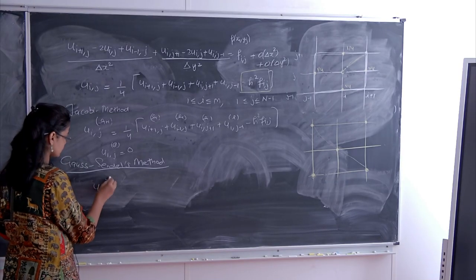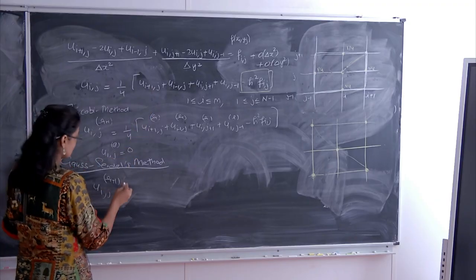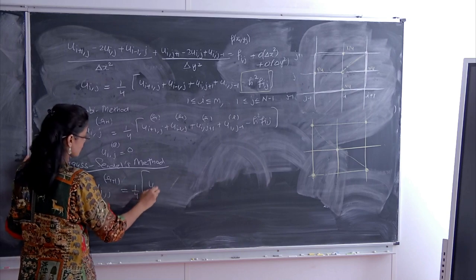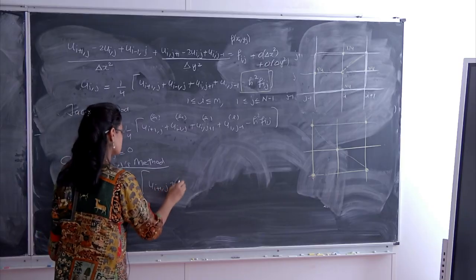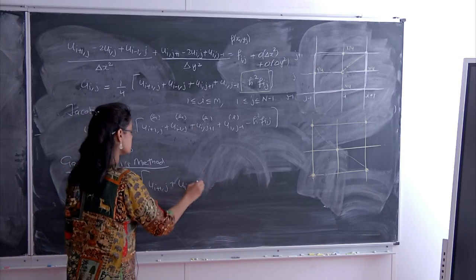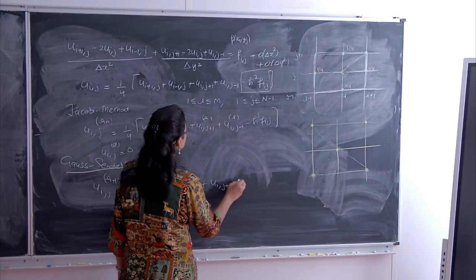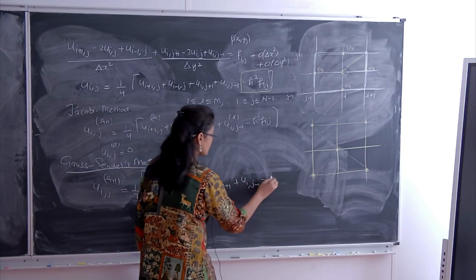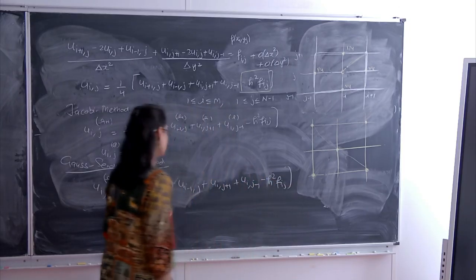u_ij^(r+1), I am going to write down the same thing, and let me tell you what will be the major difference here. 1 by 4 of u_(i+1)j plus u_(i-1)j plus u_i(j+1) plus u_i(j-1) minus h square f_ij. So this is our formula here.